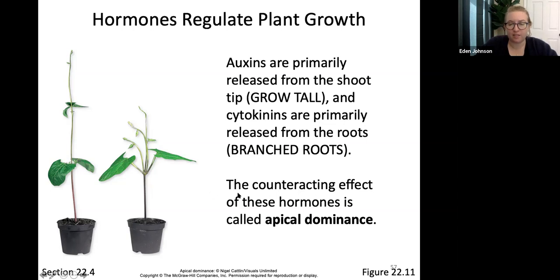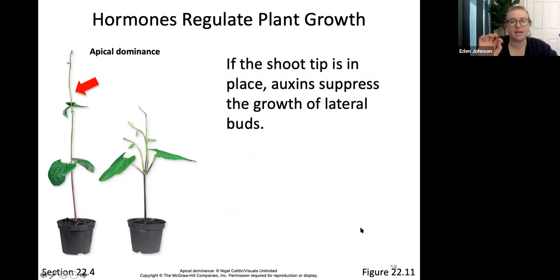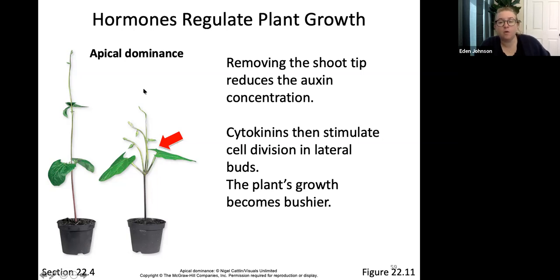So this counteracting effect of these hormones is called apical dominance. Now, what apical dominance means is that if you have this shoot tip in place, the plant will preferentially grow up before it grows out, before it grows thicker, before it grows more branches. Versus if you remove the shoot tip like you did in this plant, then what's going to happen is that this auxin concentration has been thrown off, cytokinin actually takes over, and that's going to stimulate the outgrowth of what are known as these lateral buds.